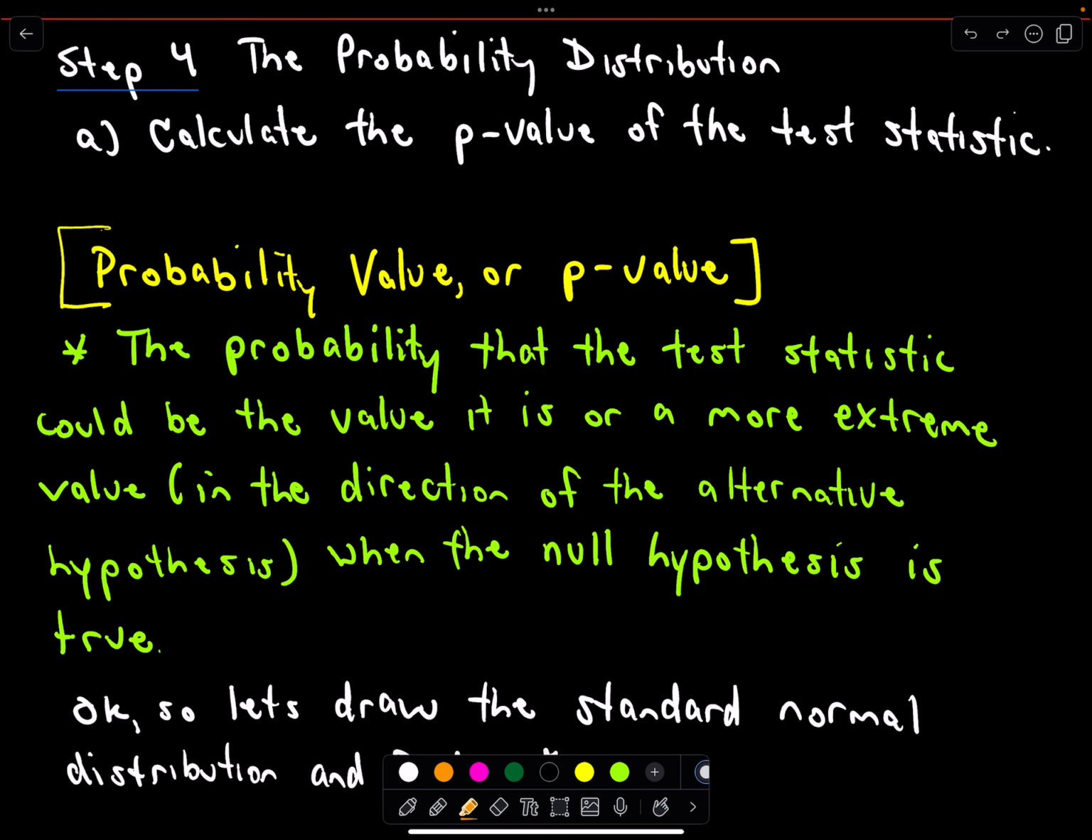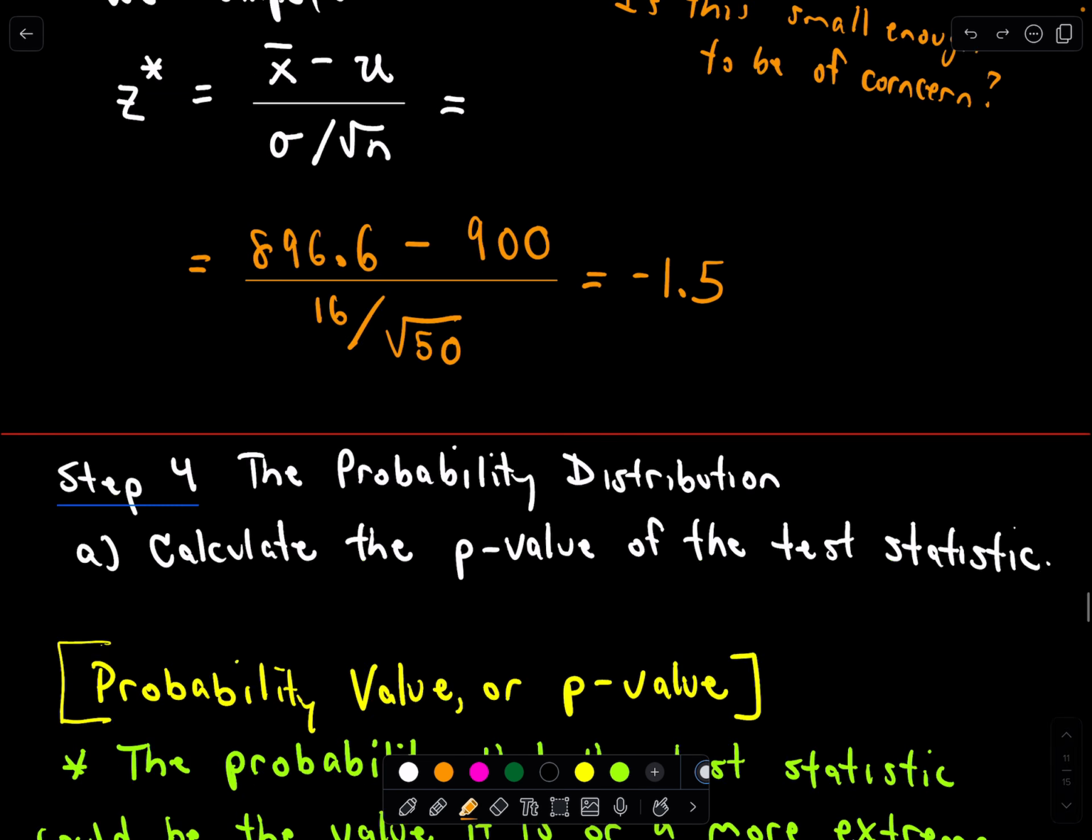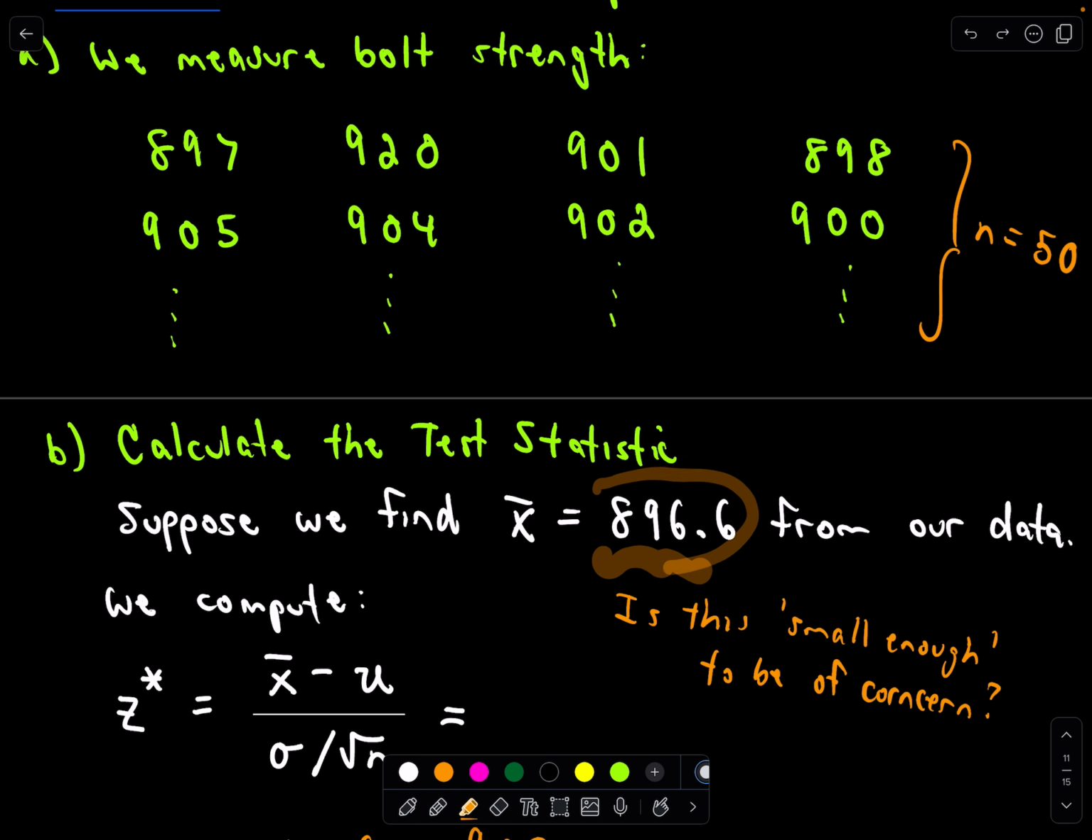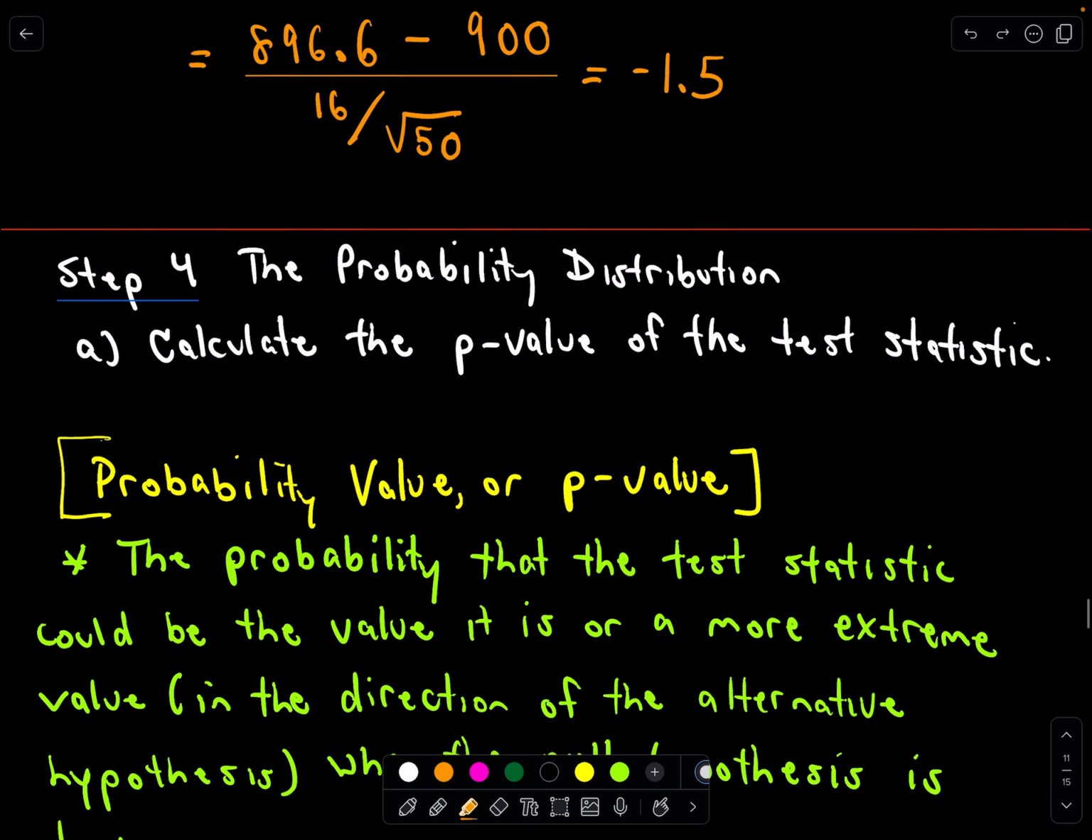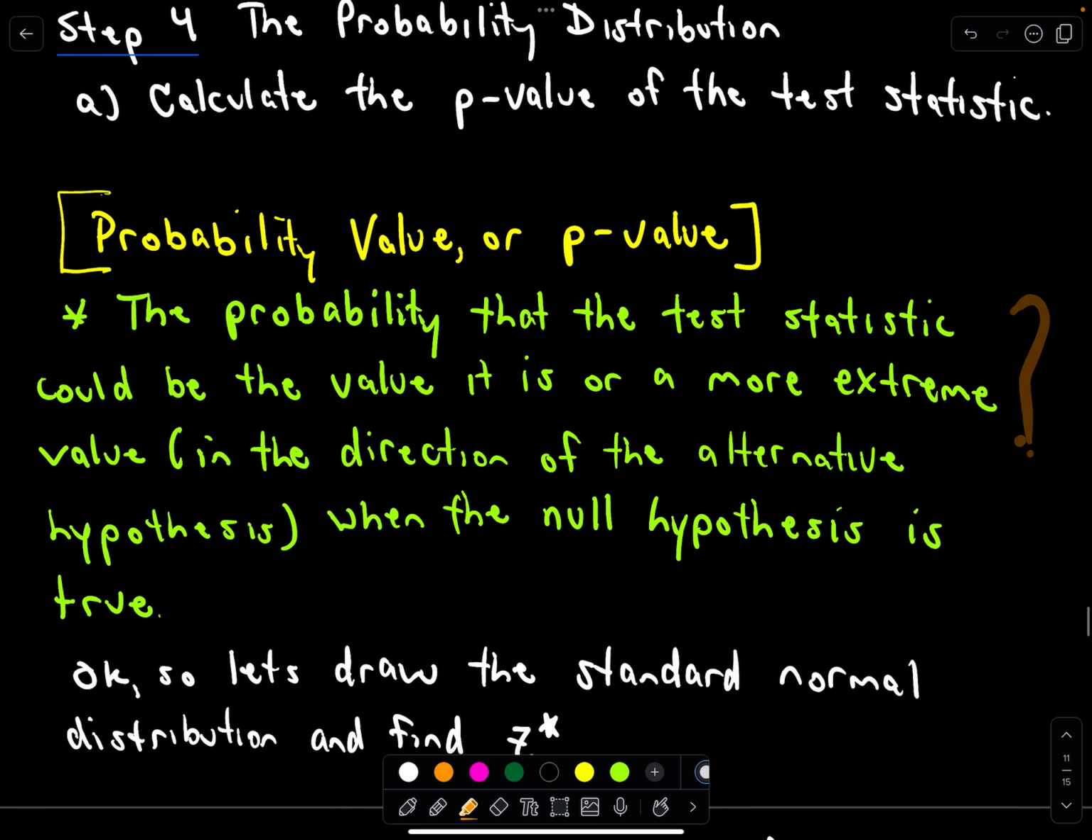Again, this is just another way of saying what I said a second ago. 896.6 is clearly less than 900. But is it bad enough? Is it far enough away from 900 to be of concern? That's in essence what this statement is trying to encapsulate.